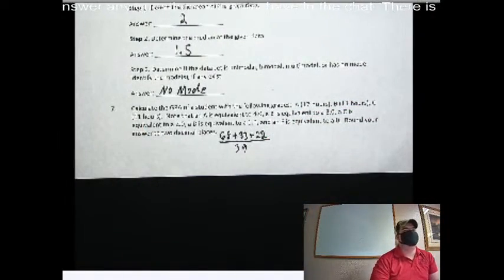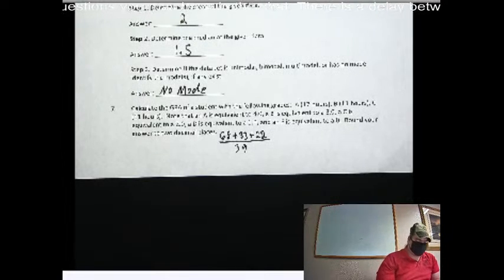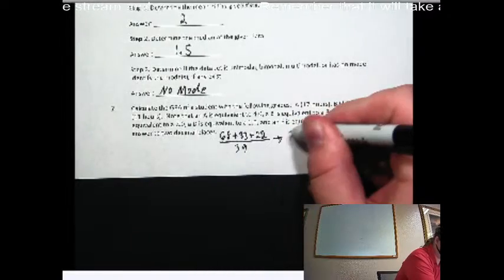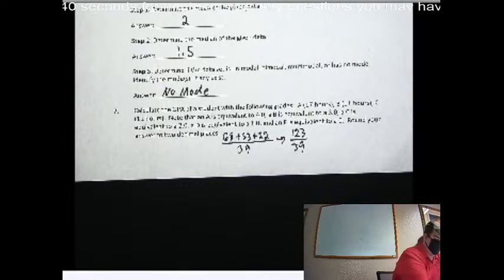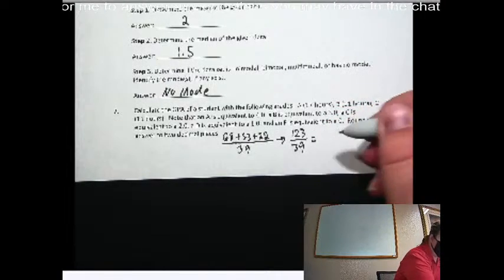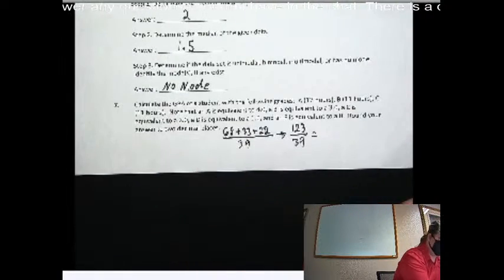So let's see what we have on top. 68 plus 33 plus 22 gives us 123. Now we just need to divide that by 39. And we get, let's see, round your answers to 2 decimal places, so this will be 3.15.